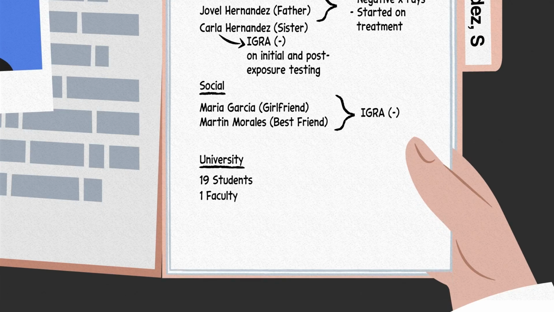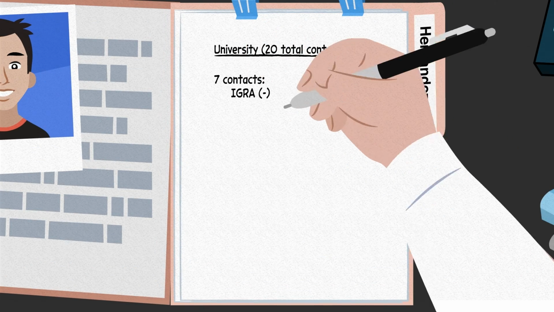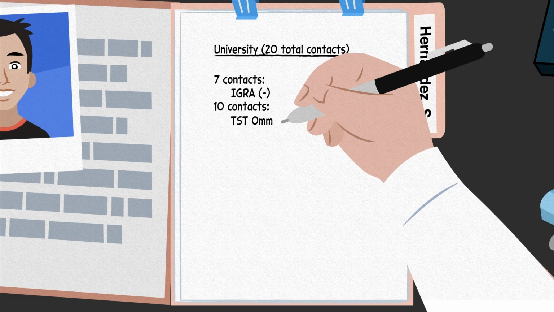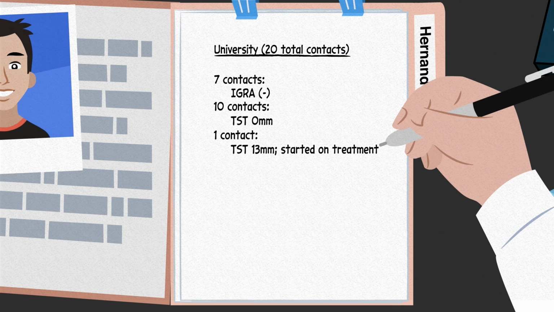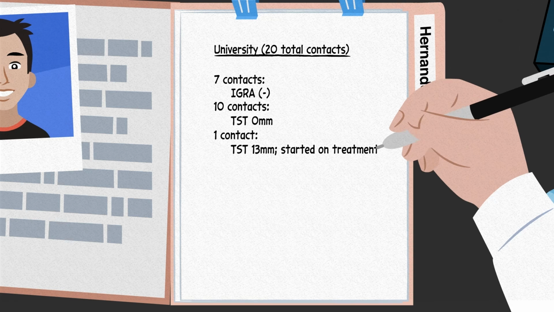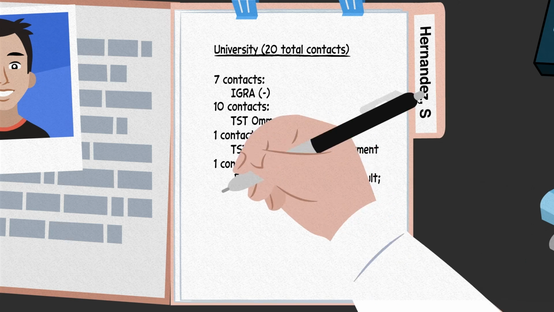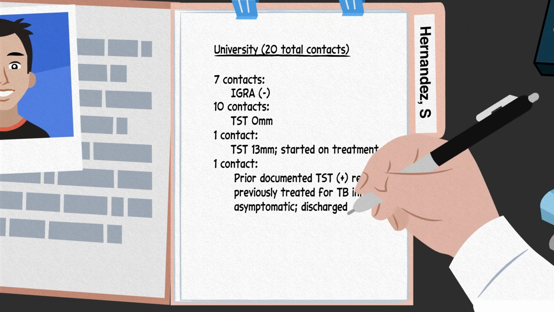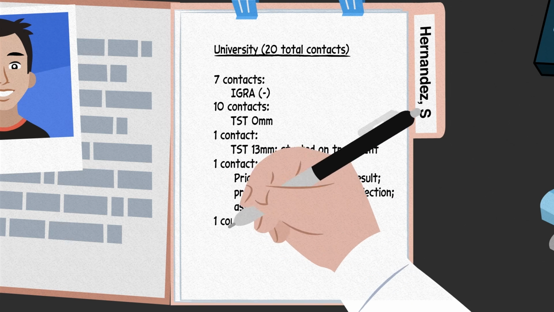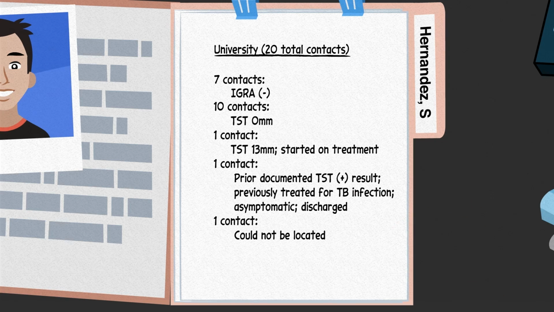Of the 20 school contacts, 7 were IGRA negative on initial and post-exposure testing. 10 had a TST of 0 mm on initial and post-exposure testing. 1 had initial TST of 13 mm and was started on treatment for TB infection. 1 had a prior documented positive TST result and had previously completed treatment for TB infection. This contact was asymptomatic and discharged from the clinic, and 1 contact could not be located and had left no forwarding address after leaving school.